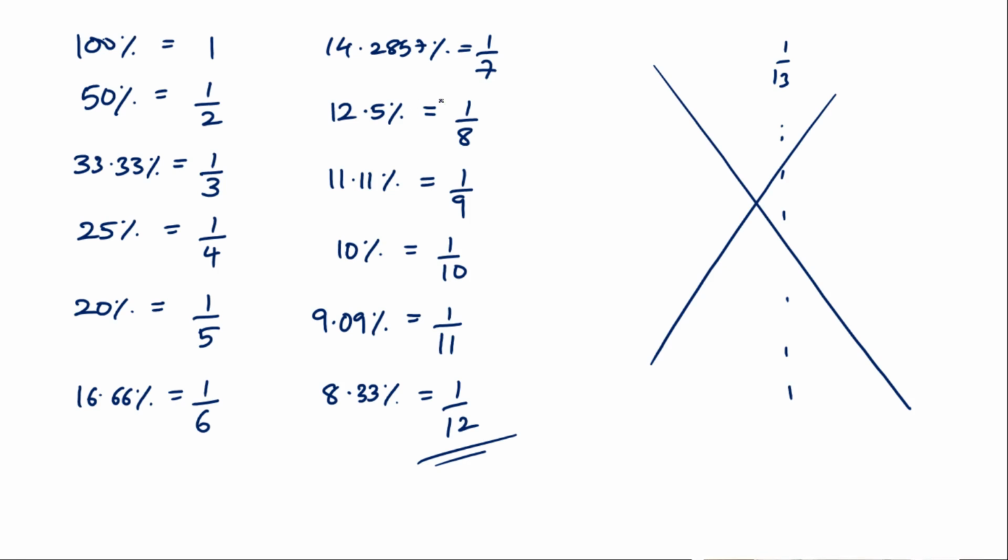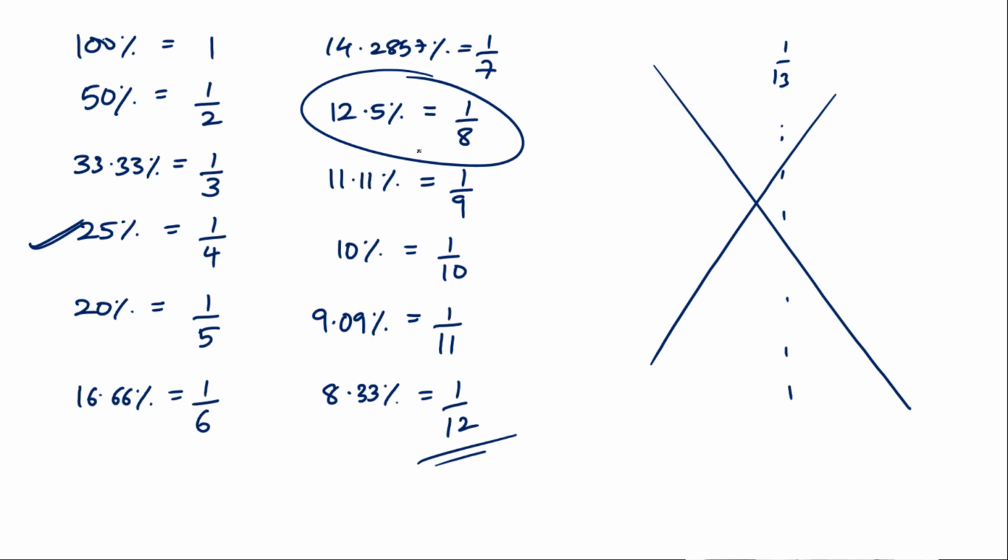For example, you see 12.5% is 1 by 8. Now it is not just one value or one equation that you can see here. There are multiple equations that you can spot here. For example, let me multiply both sides by 2. What happens when you multiply both sides by 2? 12.5% into 2 is 25%. 1 by 8 into 2 is 2 by 8, which is 1 by 4. So basically 25% is 1 by 4, which we already know here.